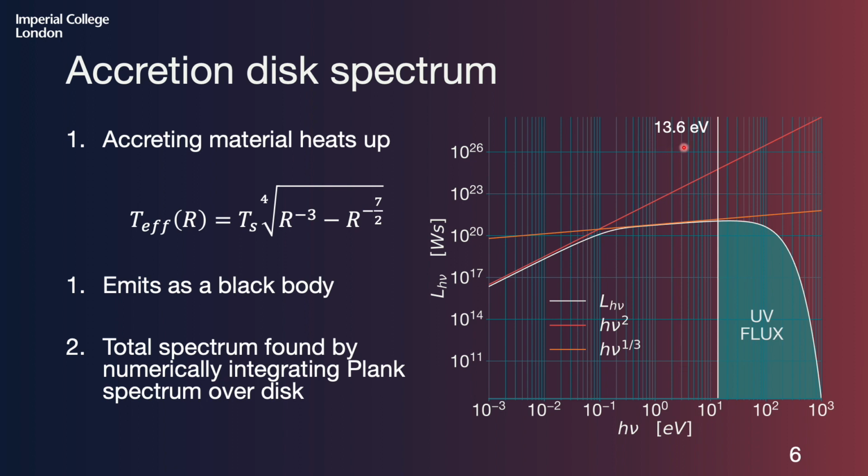And to calculate the spectrum here, we assume that each concentric ring of the accretion disk was at a certain temperature given by this effective temperature profile, calculated by estimating how much energy the material needs to lose to get at that distance from the black hole. Then we sum the black body spectrum for each ring to obtain this final spectrum.